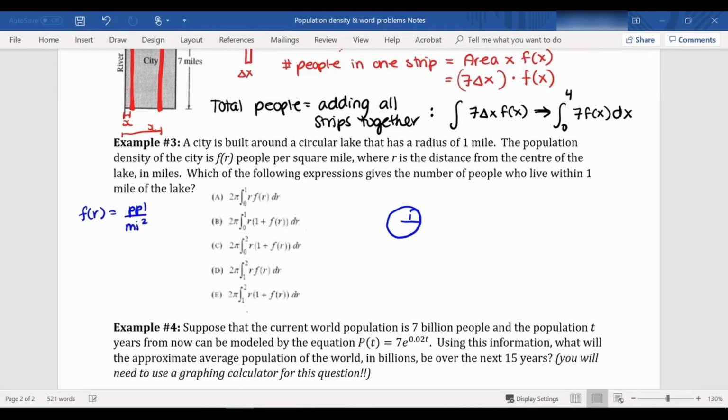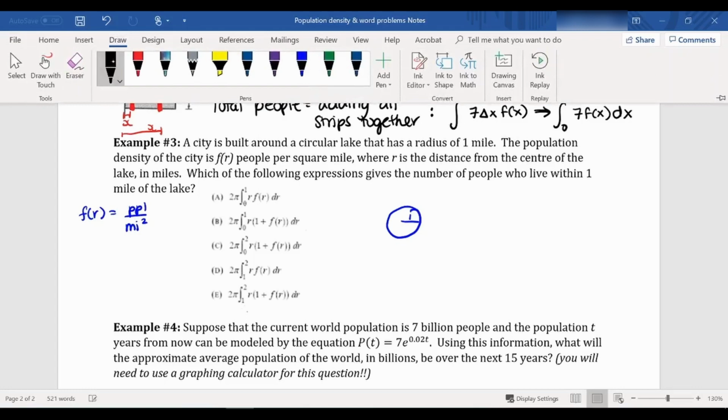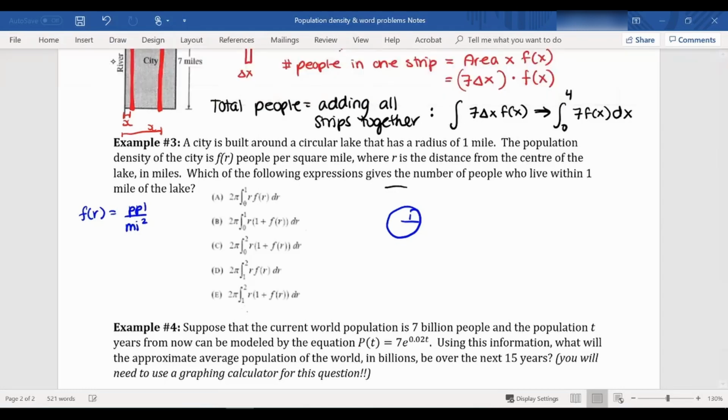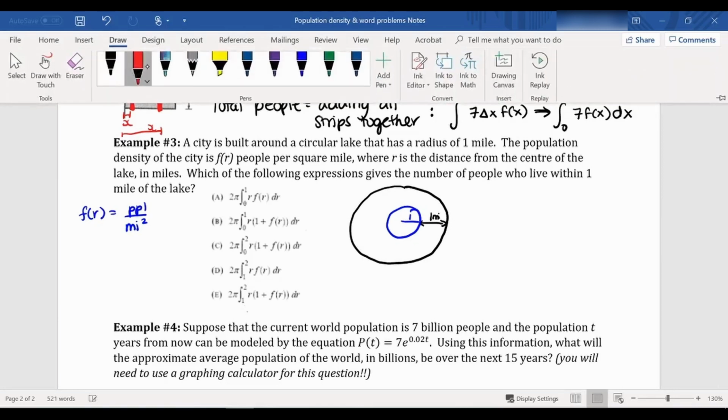Okay. And r is the distance from the center of the lake in miles. And it's asking for people who live within 1 mile of the lake. So this city goes outwards only until you are 1 mile from the lake. When we think about where you're going to put the areas, the closest you are to the center, you're going to be the most dense. And as you go farther and farther outwards, your density will change.